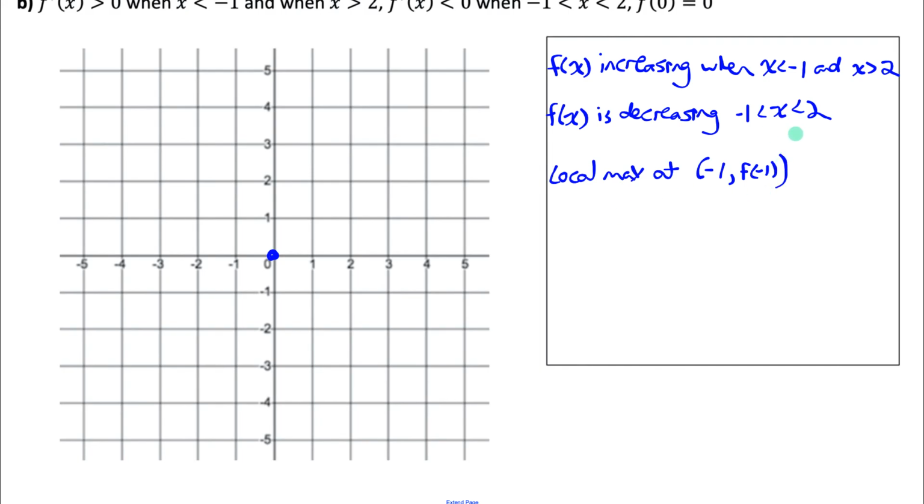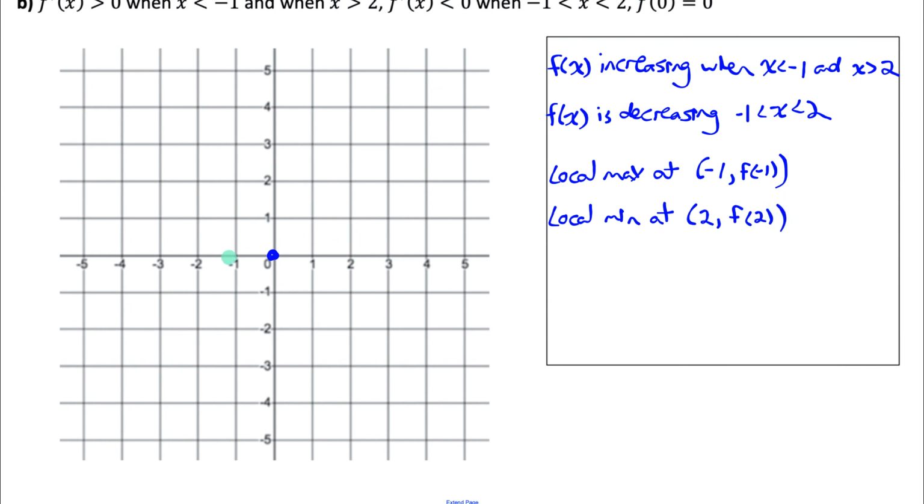And then what happens at 2? Well, before 2, the function was decreasing, and after an x value of 2, the function is increasing, which means there must be a local min at an x value of 2. Local min at 2, f at 2.